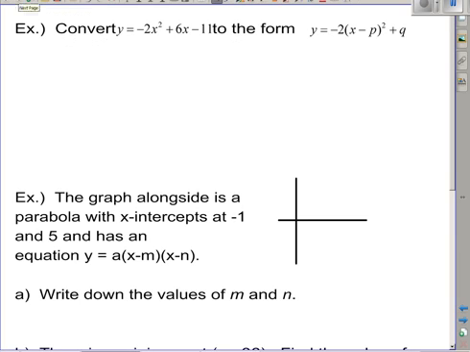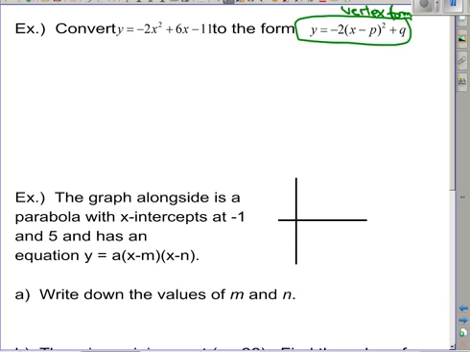Okay, convert this function into the form y equals -2 times x minus p all squared plus q. So we switched up the letters there, but we should still realize that this means vertex form. Meaning that if I knew the coordinates of the vertex, I could just sub them in there for p and q. P would be the x-coordinate, q would be the y-coordinate. Or we can go back to completing the square. So I'll do it by completing the square first.